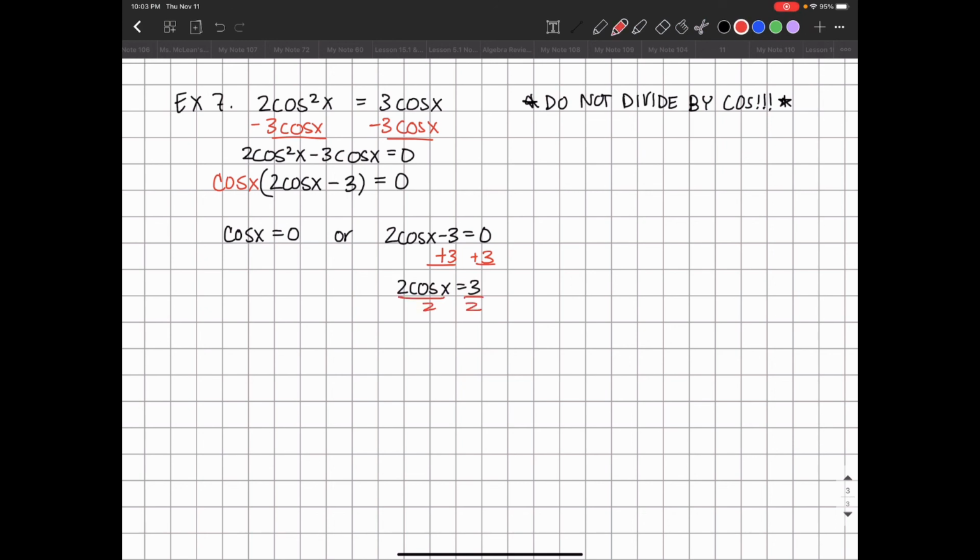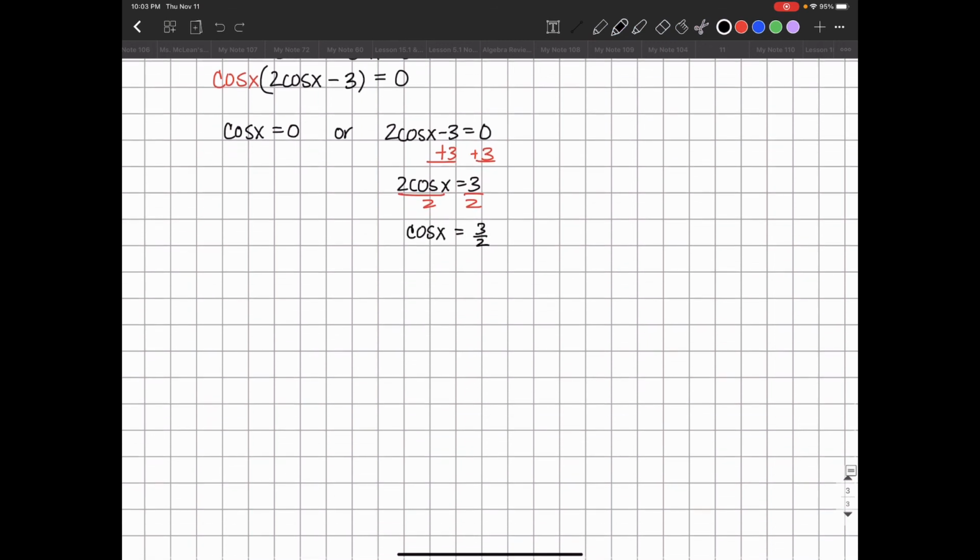I'm going to divide both sides by 2, and I'm going to see that this ratio doesn't fall where it should. Cosine ranges from -1 to 1 as for the ratios. Because this is 1.5 and that's more than 1, this is not in the range for cosine of x. So this I'm going to ignore.